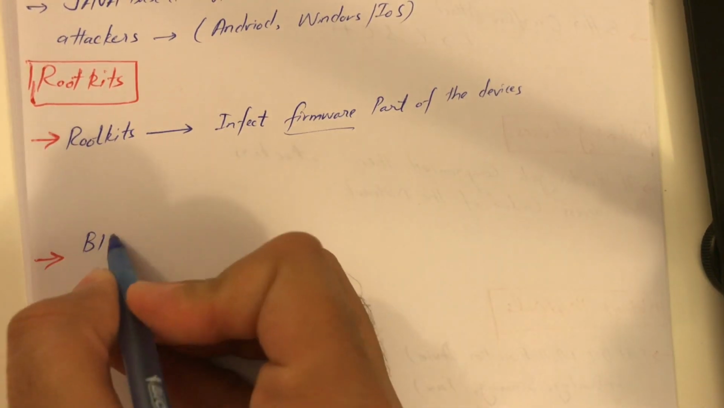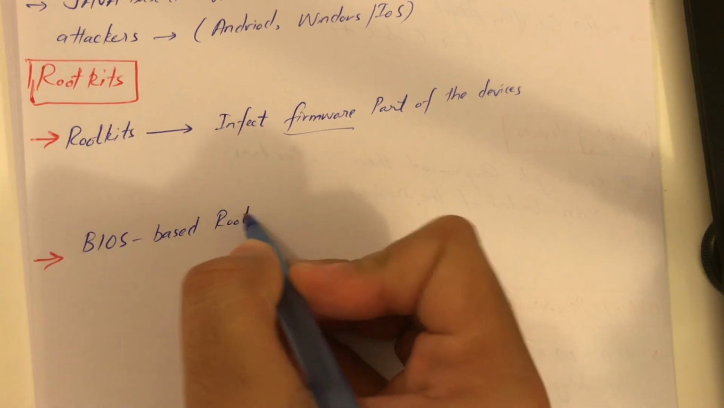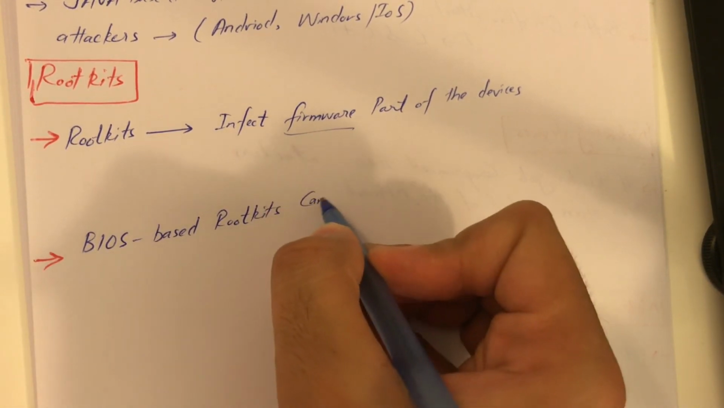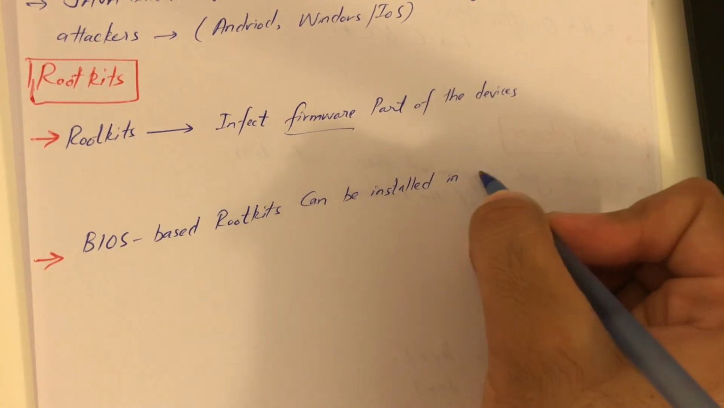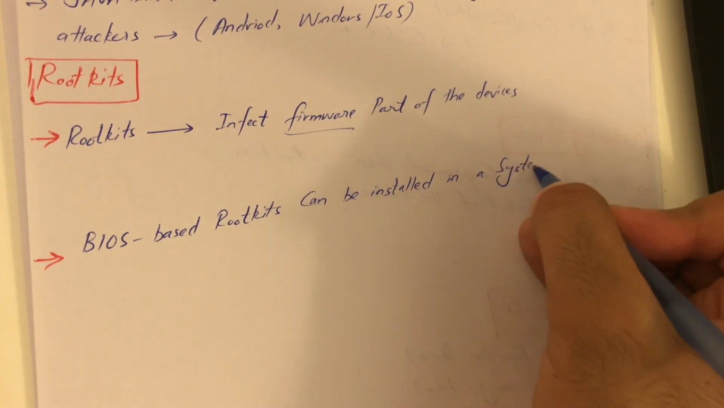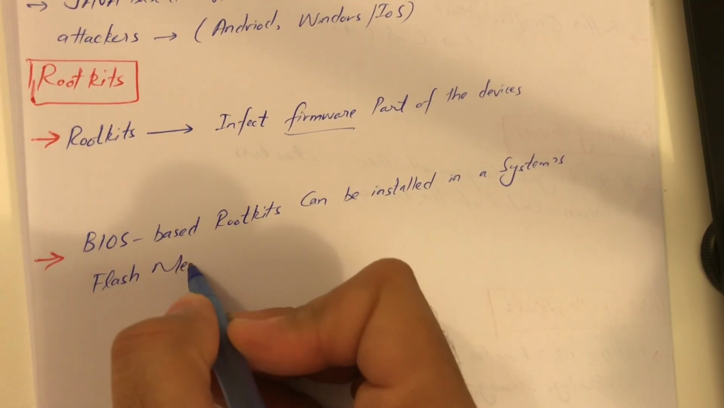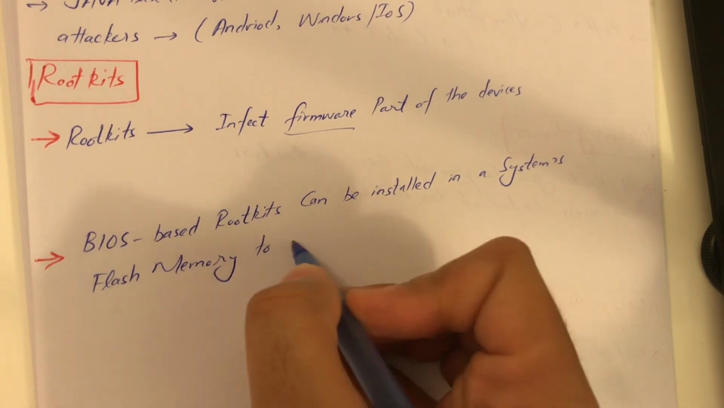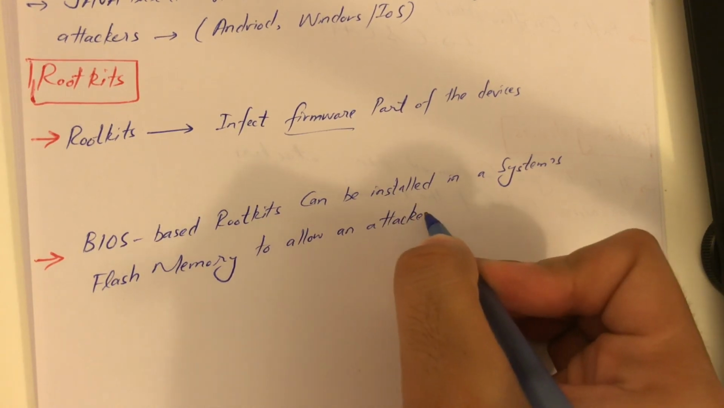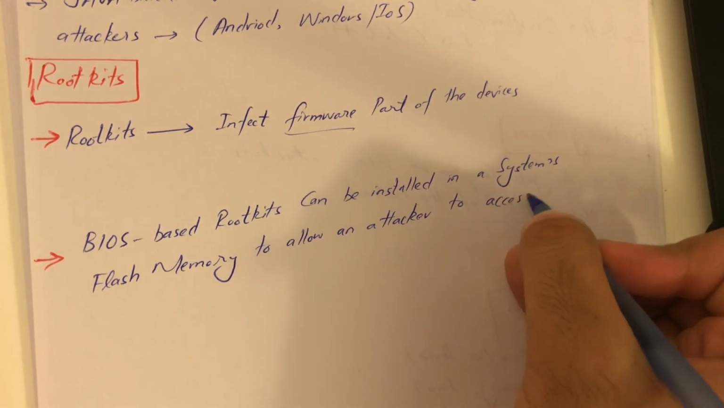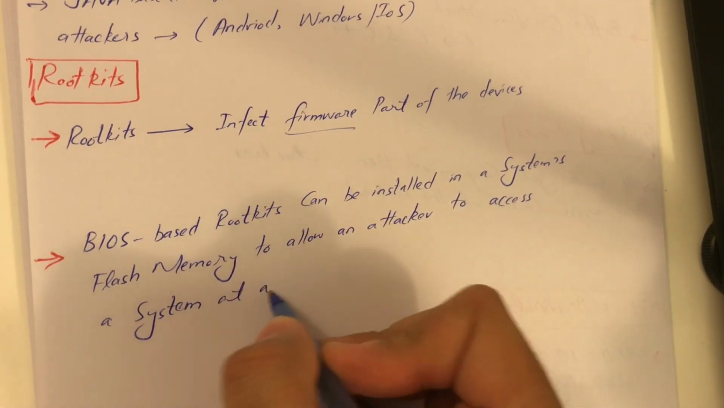Some of the other rootkits are BIOS, basic input output system, based rootkits, and can be installed in a system's flash memory to allow an attacker to access a system even at a later date.